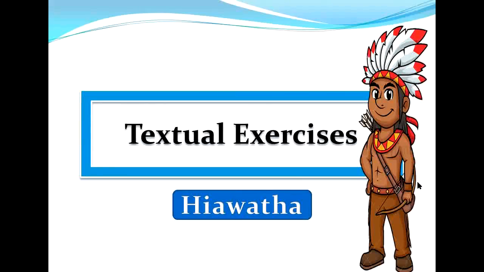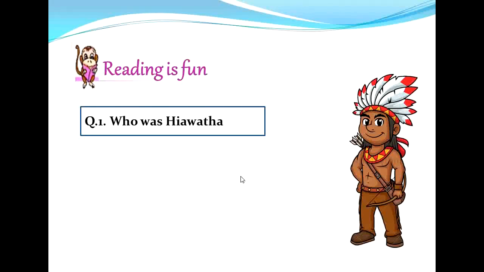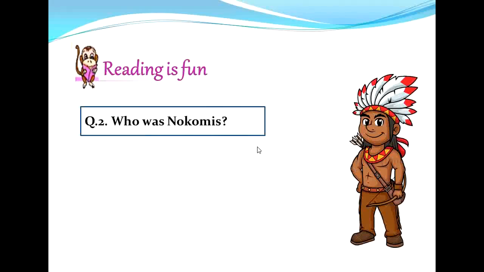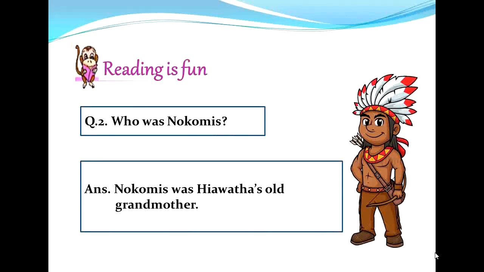The first textual exercise included in the lesson is Reading is Fun. Here are 4 comprehension questions from the poem, children. Let's discuss them one by one. The first question is, who was Hiawatha? Children, you all know that Hiawatha was a young red Indian boy who lived with his grandmother. Okay? The second question is, who was Nokomis? And this is also a simple question. And the answer for this is, Nokomis was Hiawatha's old grandmother.